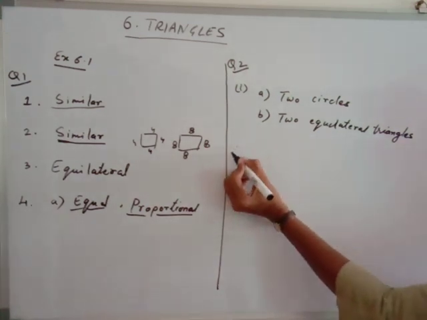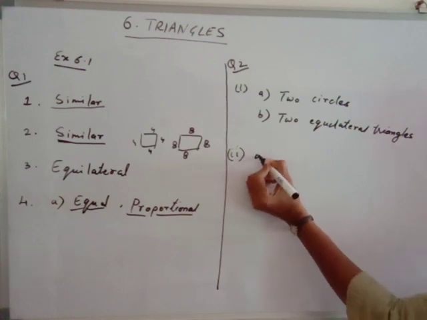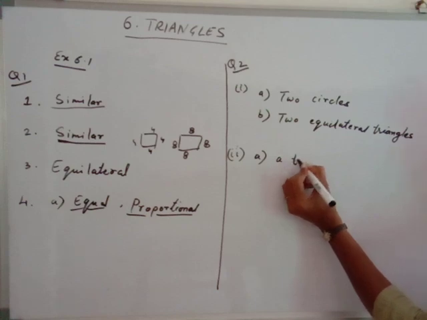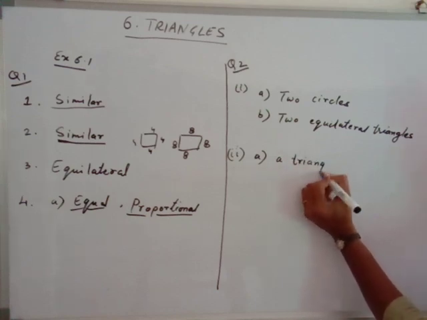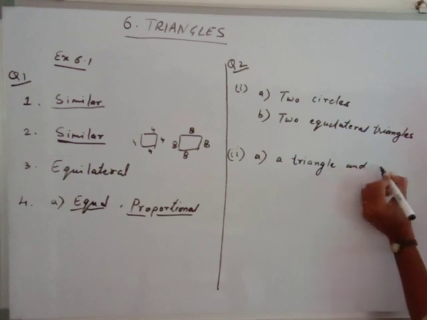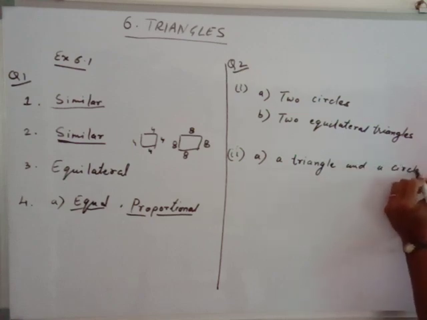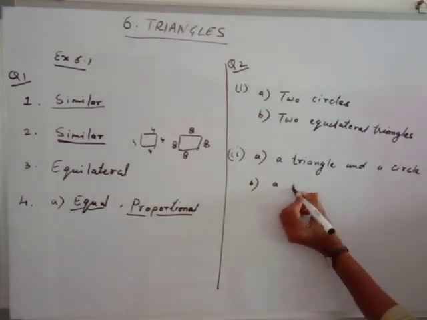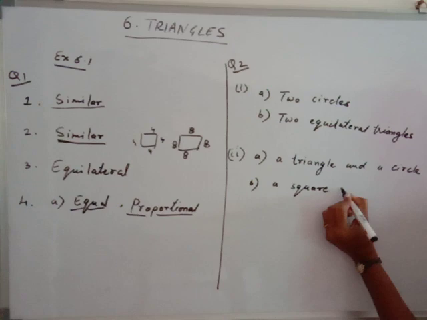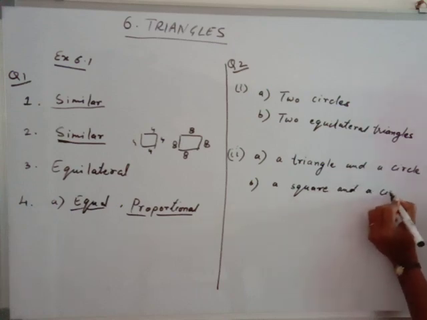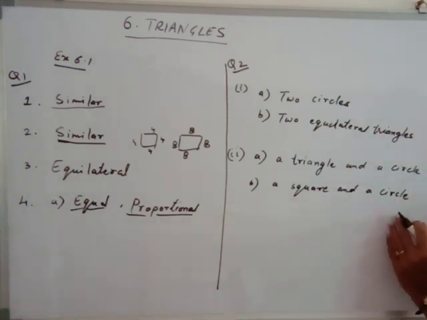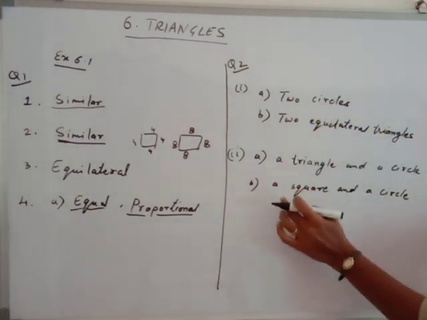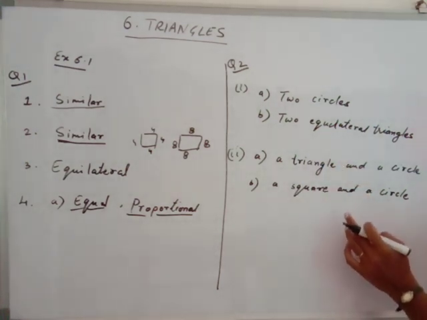Now we have to give examples for non-similar figures. So you can say a triangle and a circle. They are not similar. A triangle and a circle. You can take something else also, for example, a square and a circle or a triangle or any other thing. So these are examples of similar figures, and these two are examples of non-similar figures.